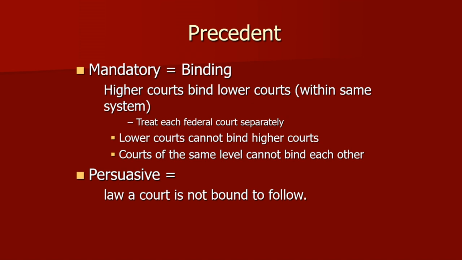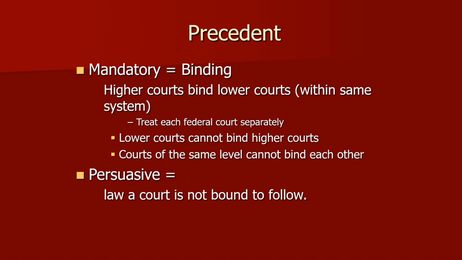The concept here is that a higher court will bind a lower court within the same court system. So the United States Supreme Court, for example, binds all of the courts below it in the federal judicial system. And the Ohio Supreme Court, for example, binds all Ohio courts beneath it in the Ohio court system. Important note here, lower courts cannot bind higher courts, and courts of the same level cannot bind each other. So it's really helpful to think of the court systems as a ladder, and then look at the courts that are above or below the court issuing the precedent.